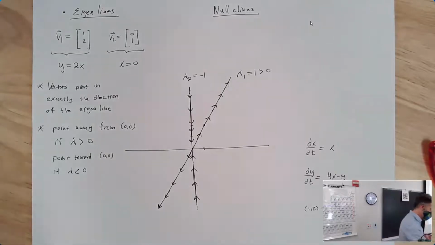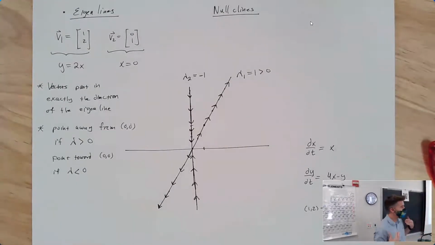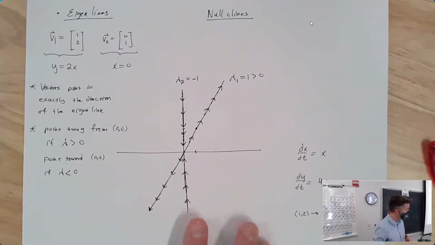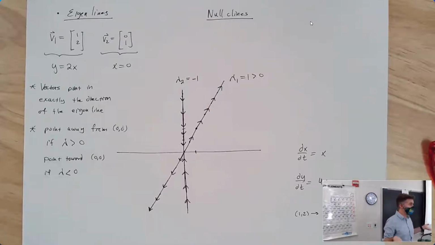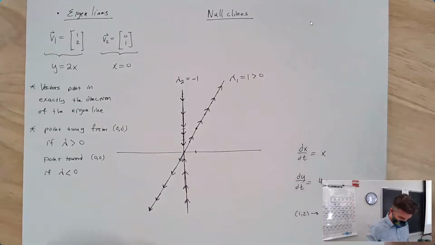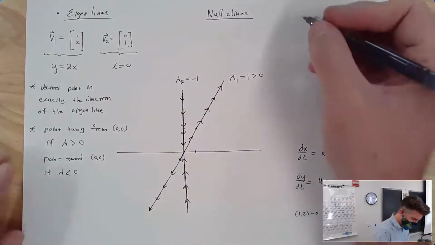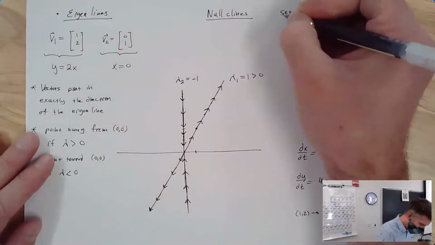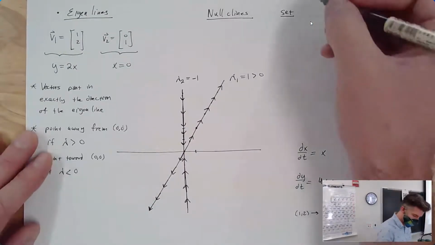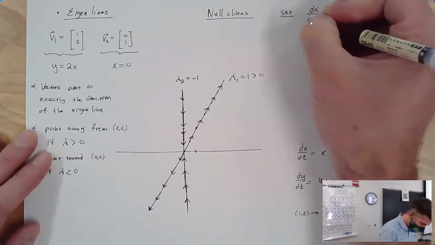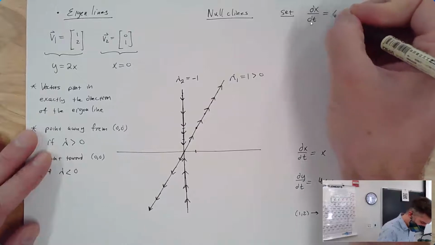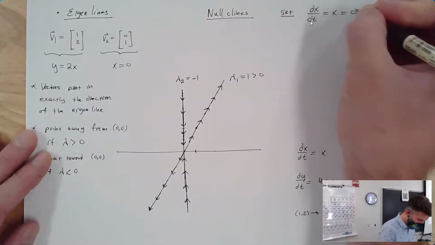Okay. The other lines we typically concern ourselves with are what are called nullclines. Those are where the derivative in one particular direction is equal to 0. So I'm going to look back at my original equation and set each derivative equal to 0. I'm going to set dx/dt, which is equal to x, equal to 0.